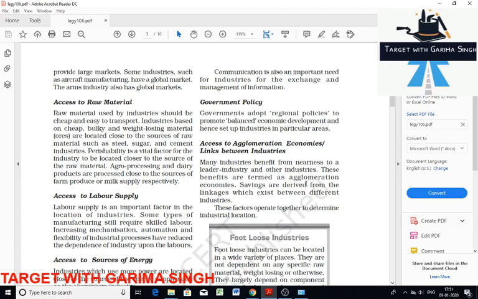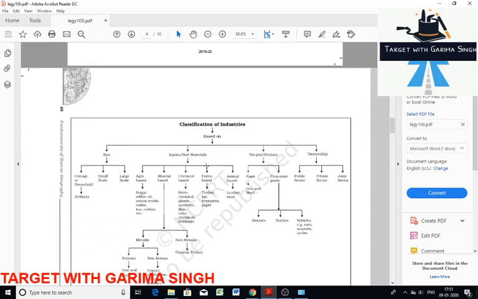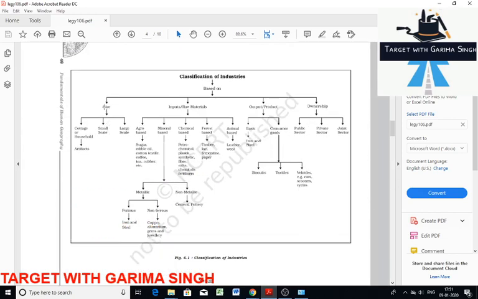Then classification of manufacturing industry. Let's go to the chart, as it's more useful. Firstly, it's based on size. Along with this chart, I am going to define each type as well as give examples of it here only.